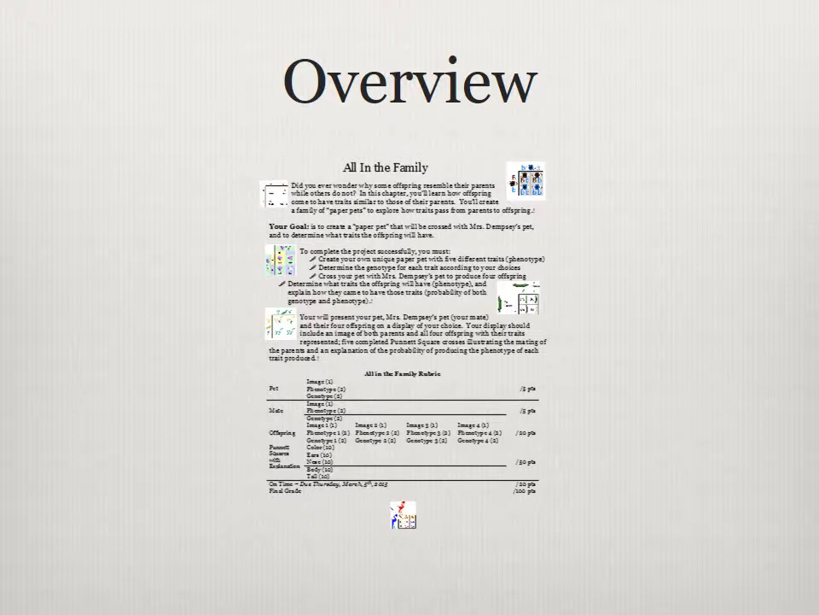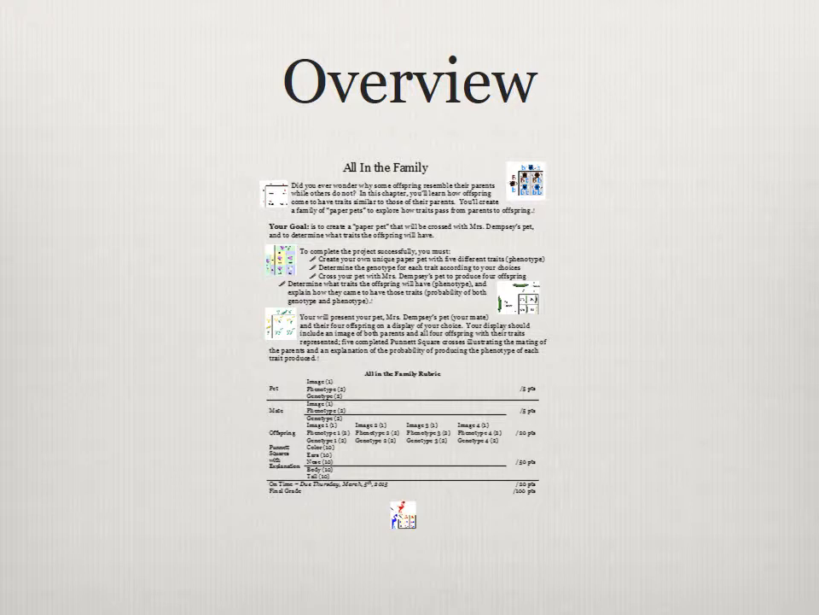Okay, so overview, you are going to have a pet, and your pet is going to mate with my pet. And your pet has several different characteristics. My pet has several different characteristics. And we're going to look at what would happen if your pet and my pet mated and had four offspring. So we're going to look at how traits are passed down from one generation to another generation.